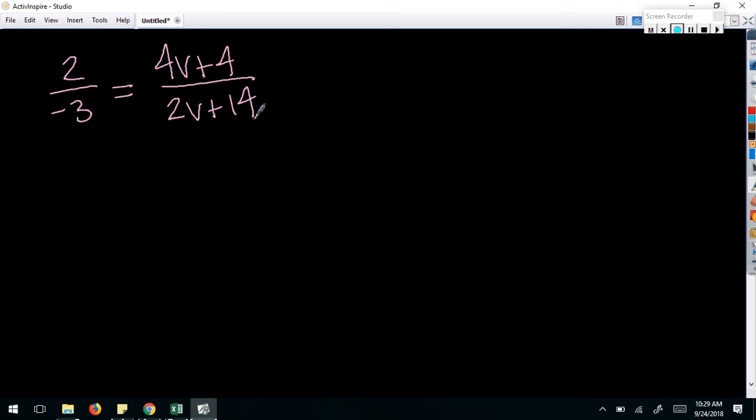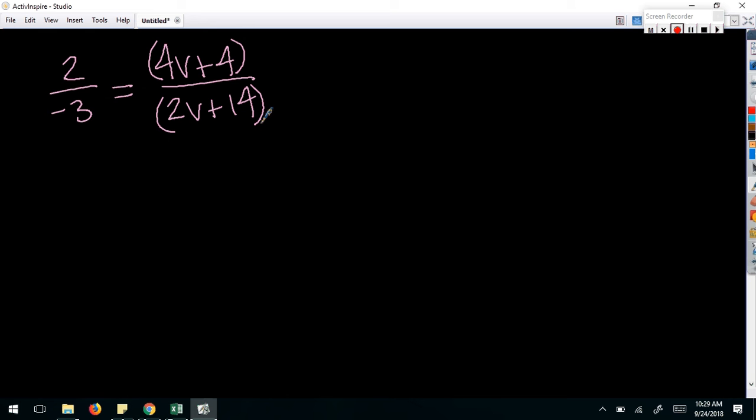Let's do 2 over negative 3 equals 4V plus 4 over 2V plus 14. And I'm asked to solve for V. Would you still use parentheses? Yes. Anytime there's more than one term in the top or the bottom of the fraction, I want to put the parentheses. Do you always have to put like 2 first? It doesn't matter. You can go from the top to the bottom or from the bottom. It doesn't matter which one you do first.